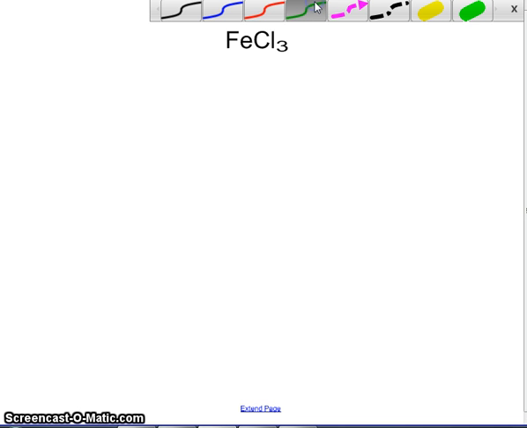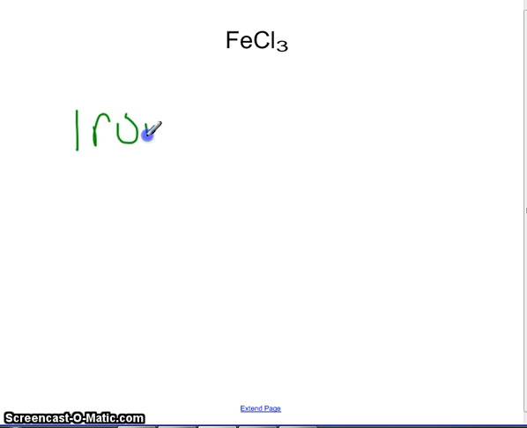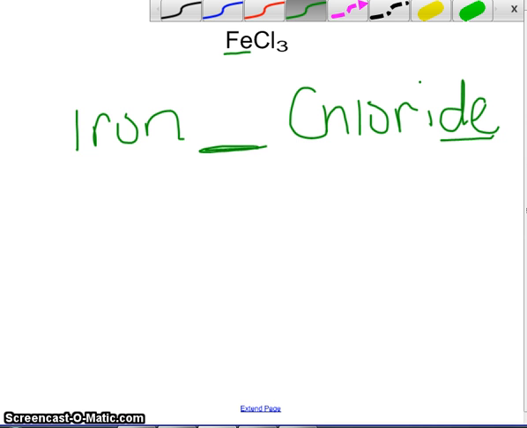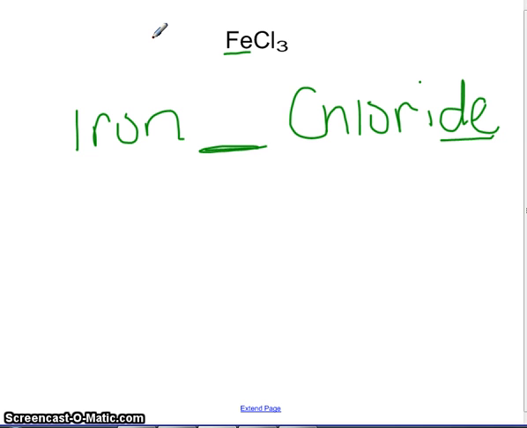It's a little more difficult going from formula to name. So, we know that Fe is iron. We know that Cl is chlorine, however, because it's in compound form, it of course ends in chloride. But since iron is a transition metal, we have to have the charge so that we know which iron we're talking about. So the way we do that is we do that crisscross rule backwards.